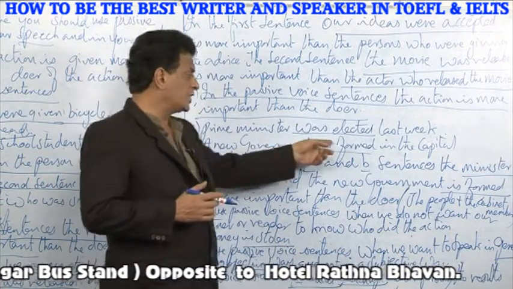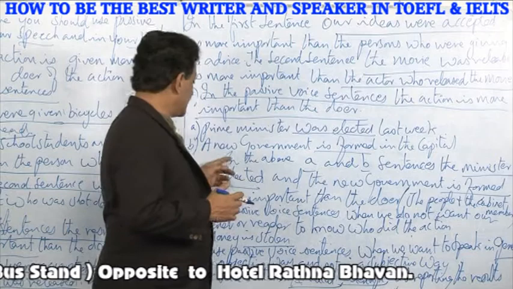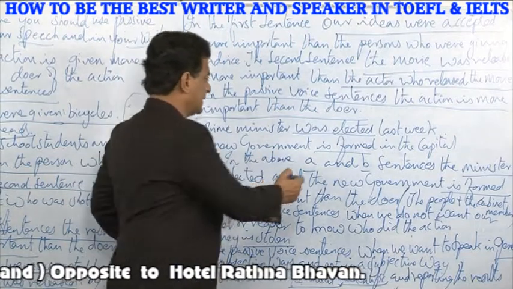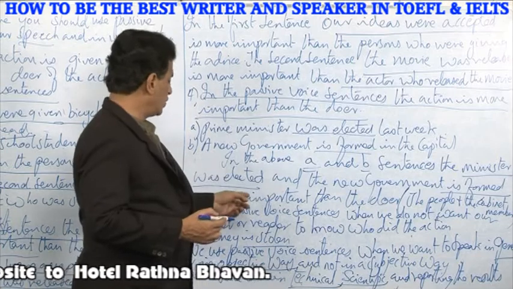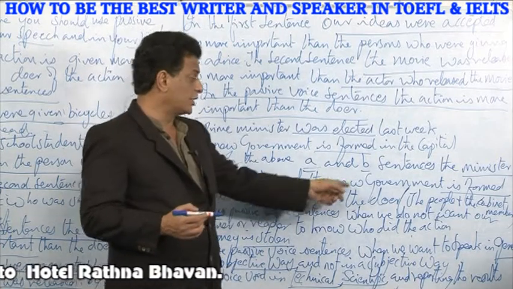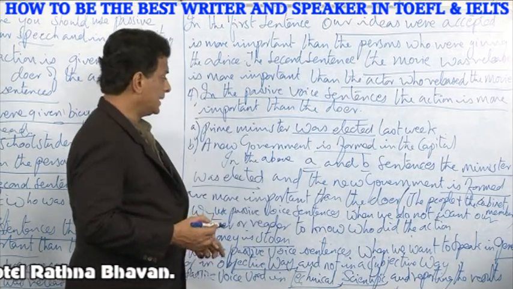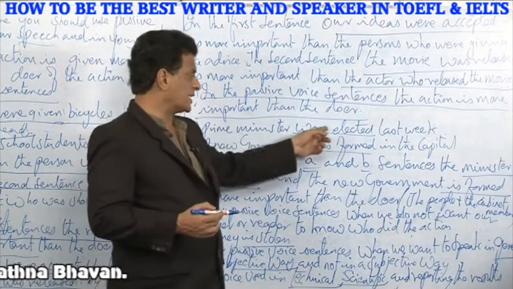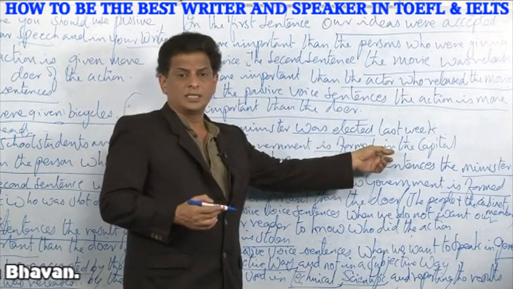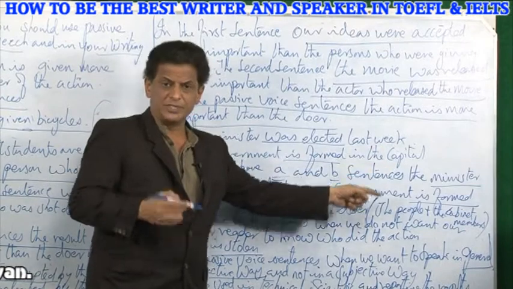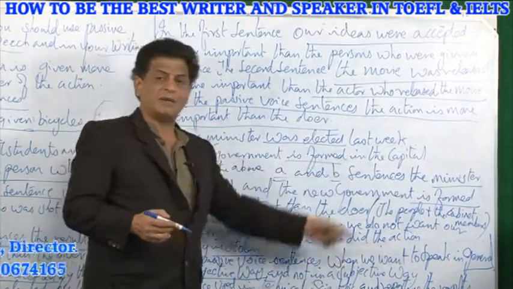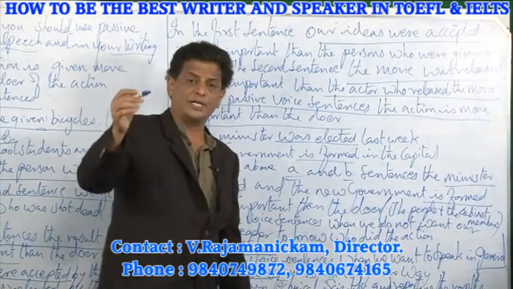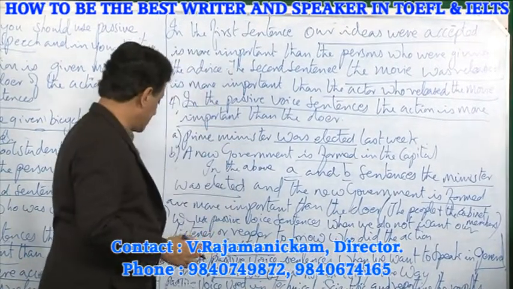A new government is formed in the capital. Here, in the above A and B sentences, the Prime Minister was elected and the new government is formed are more important than the doer, the people and the cabinet. So, Prime Minister was elected last week by the cabinet members. You are not using the words by the cabinet members. New government is formed in the capital by the cabinet ministers. You are leaving the cabinet ministers out also.